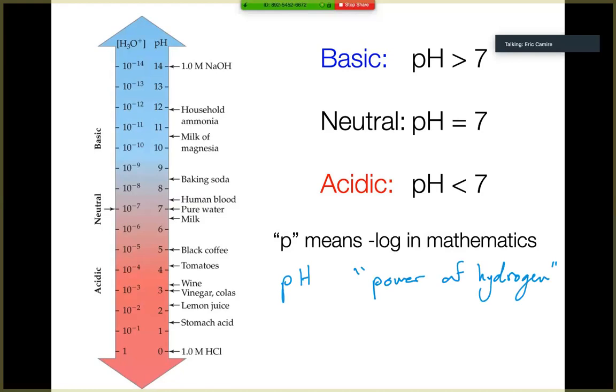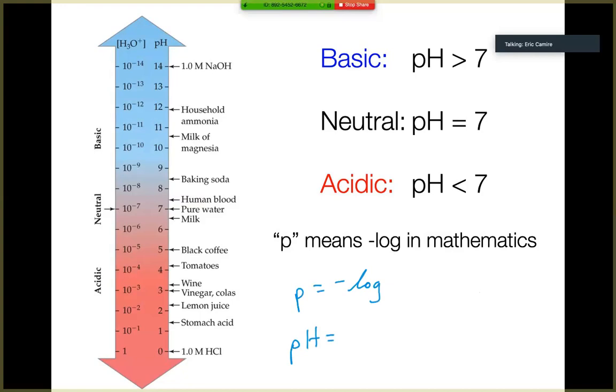For us, we're going to think of it as a function, because it is, right? P for us will mean negative log. So therefore, pH, or the power, and power typically is talking about order of magnitude, when you raise something to the power of, so it'd be the negative log of the concentration of hydronium. So maybe grab your calculator real quick if you've got it, because I think on the next slide we have a practice problem to do.